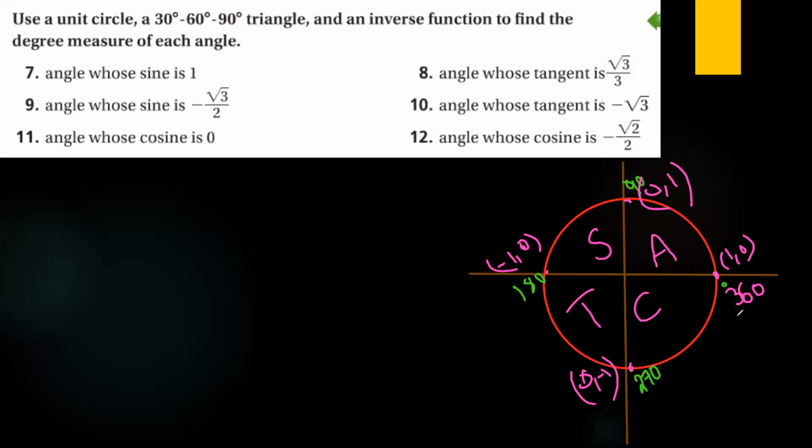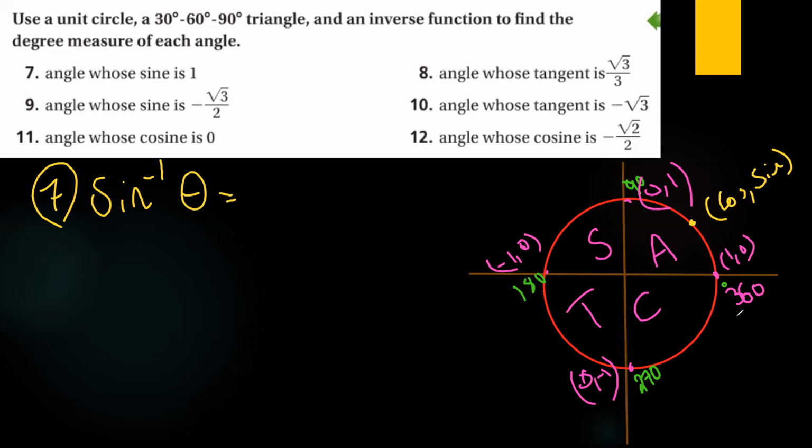And then here, you have to remember that any coordinate is cosine and sine. Now, angle whose sine is 1. So, number 7 here, I'm asking you which angle has a sine of 1. In order to solve it here, you have to go to the unit circle. It's very easy. Now, which angle has a sine of 1?